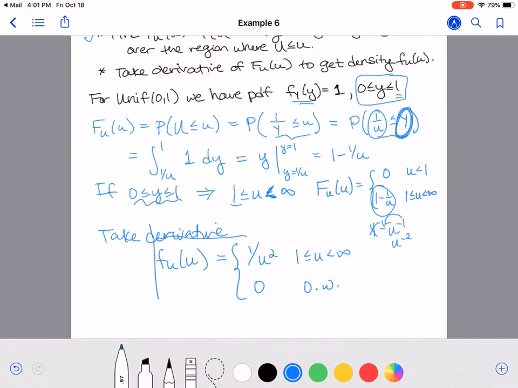So this is the PDF for U, which was 1 over Y, where we started with Y being uniform in the range from 0 to 1. You could, if you wanted to make sure this seems valid, check that this is a valid PDF. If you take the integral from 1 to infinity of 1 over u squared du, you should get back a total probability of 1.